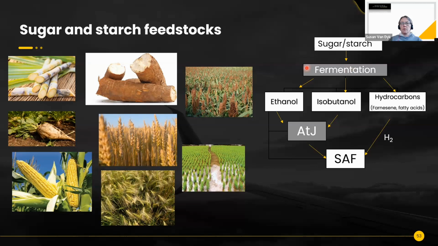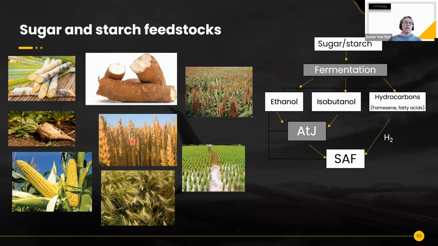So then looking at sugar and starch feedstocks, which we mainly will use for production of ethanol, for example. So the sugar and starch, we can have a fermentation process using yeast, which has been used for thousands of years. So for ethanol production, you can also get other types of yeast that can produce isobutanol or just butanol. And you can also get other types of microorganisms that can produce hydrocarbons, such as other fatty acids, or farnesene, which is a 15-carbon molecule that can be upgraded to SAF. When you produce an alcohol, you would use an alcohol-to-jet process to produce SAF.